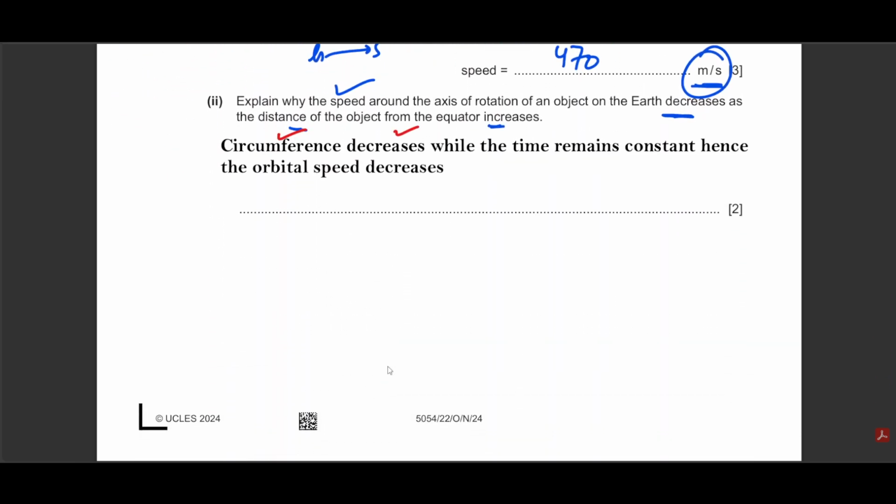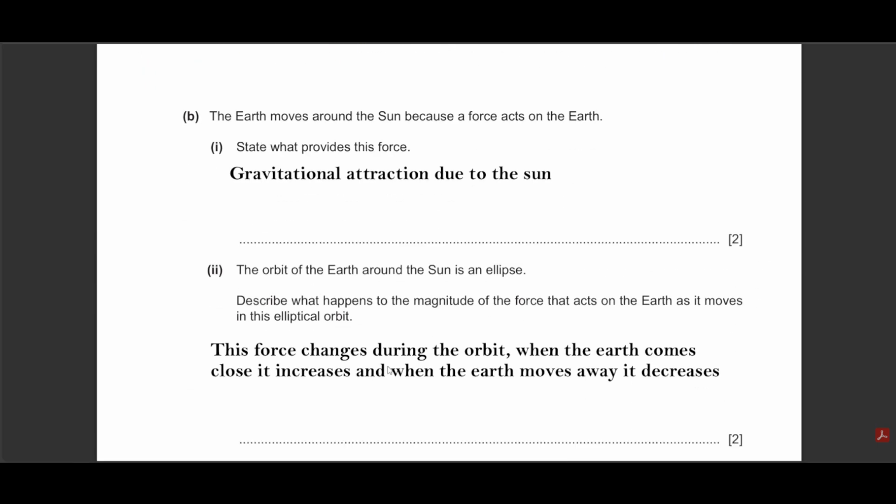So circumference decreases while the time remains constant, which is explained by the mathematical equation 2 pi r divided by t. We're not changing anything else other than the radius. This decreases, so the speed decreases. Hence, the orbital speed decreases.